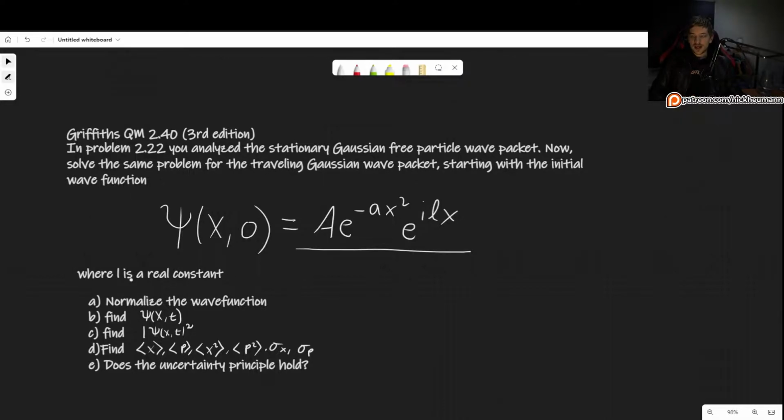Now, part A asks us to normalize the wave function. Then B is, I took these, by the way, from 2.22. It isn't explicitly written in 2.40, but this is what they mean. B is to find the wave function itself as a function of time, right? Because this is the initial wave function. Then we need to find the modulus squared of our wave function. And then we need to use that to find the expectation values of x, p, x squared, p squared, and the uncertainties sigma x and sigma p.